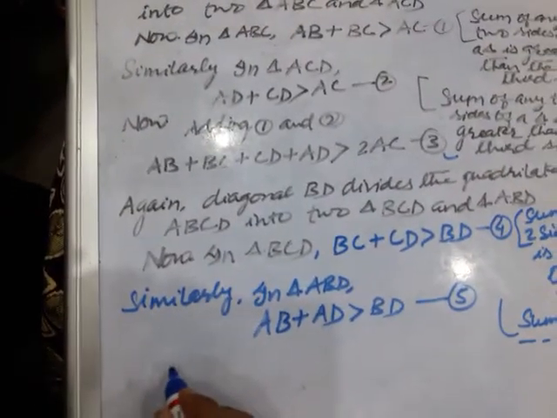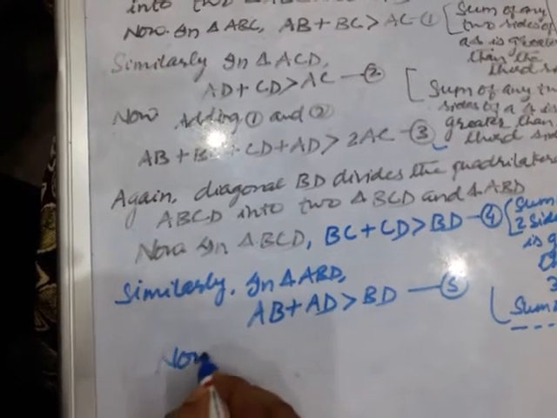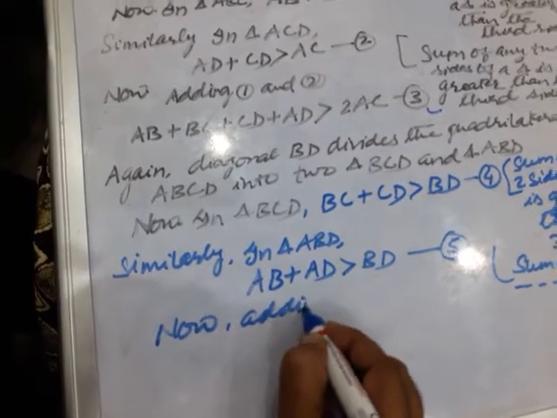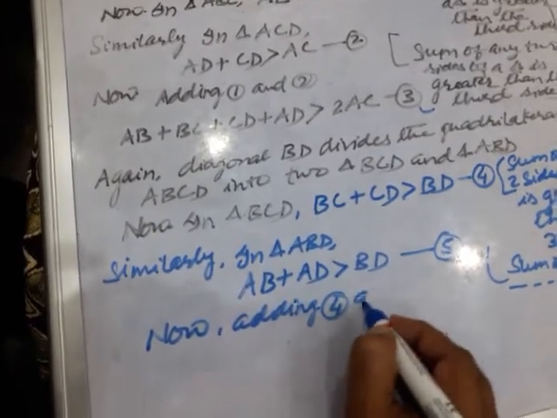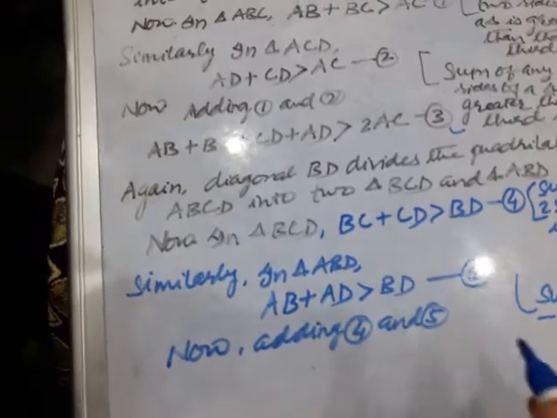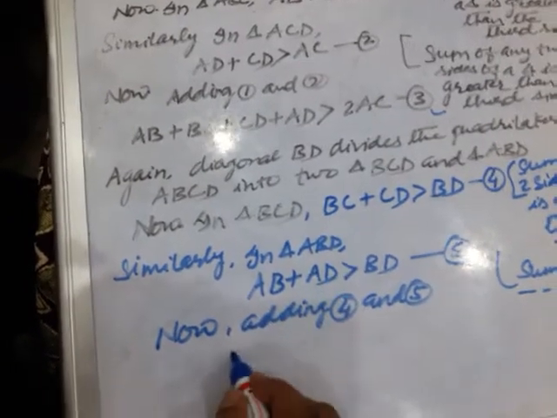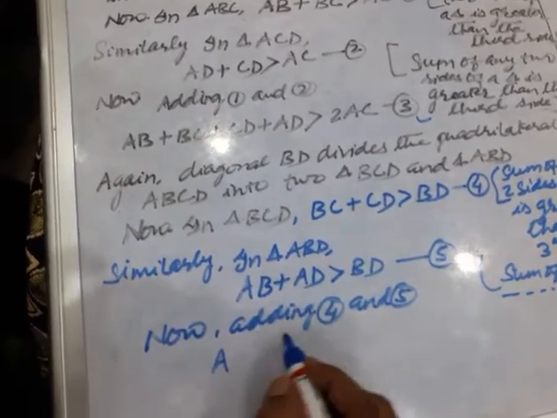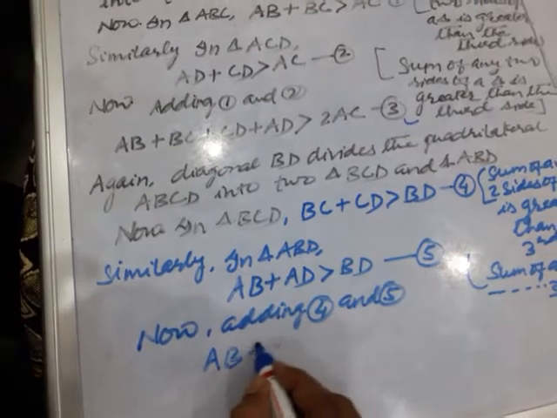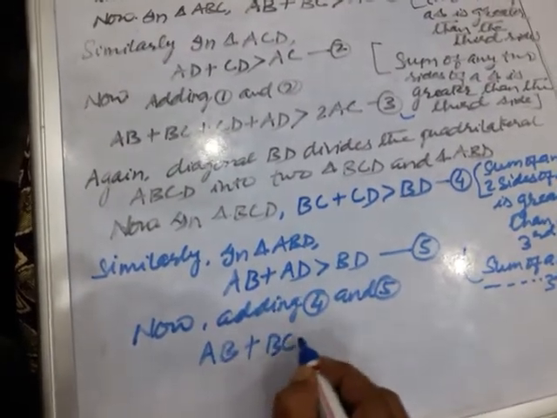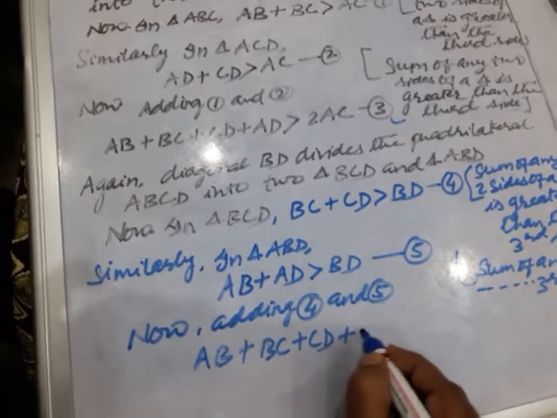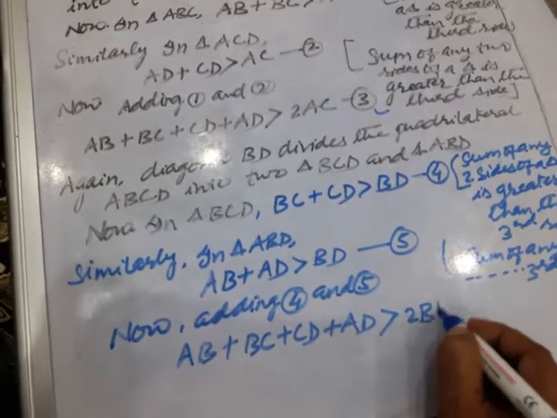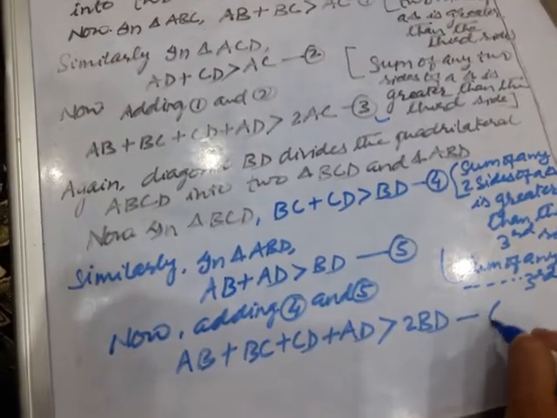Now adding 4 and 5, what do we get? Write this serially: AB plus BC plus CD plus AD is greater than BD plus BD, that is 2BD. Let it be equation number 6, children.